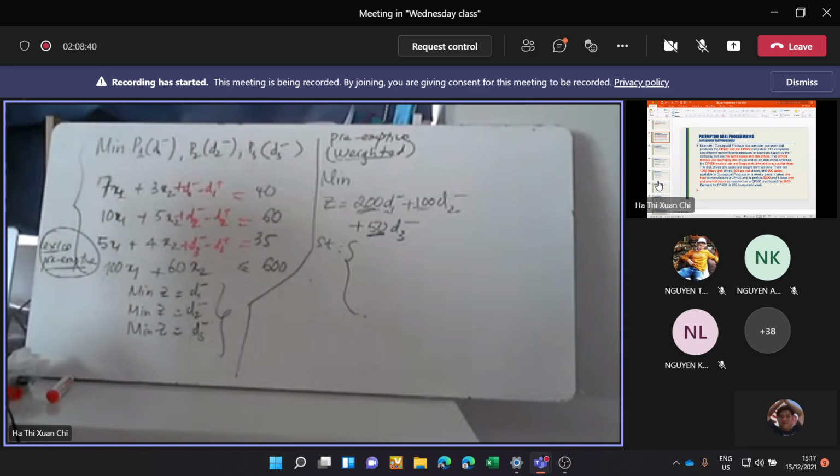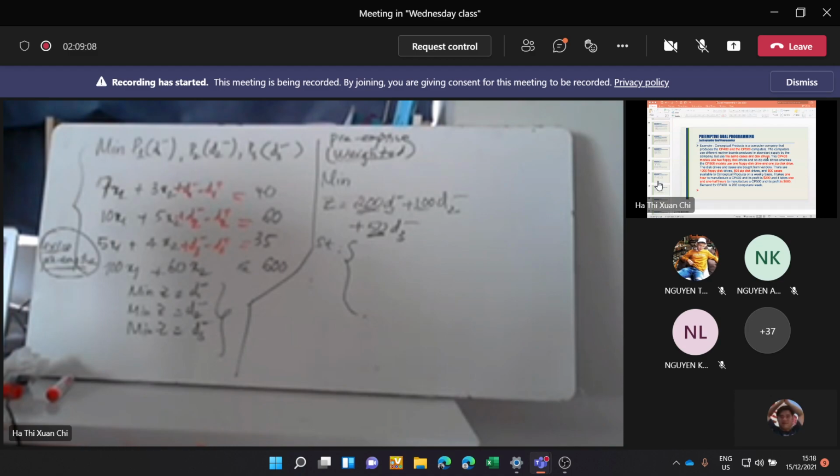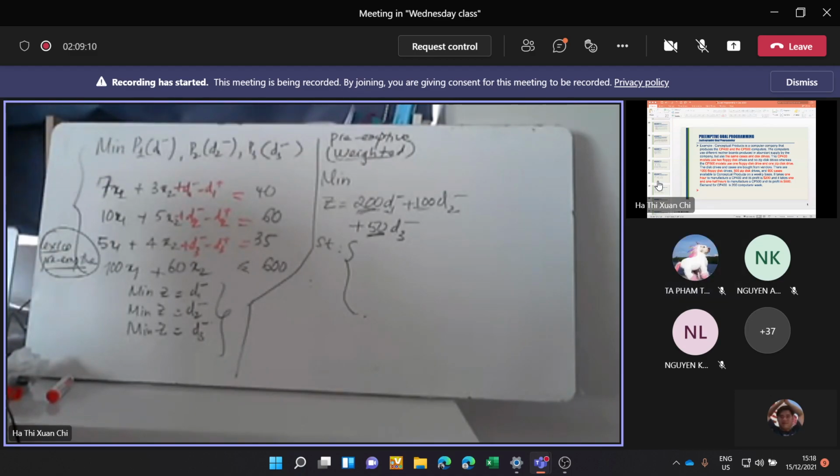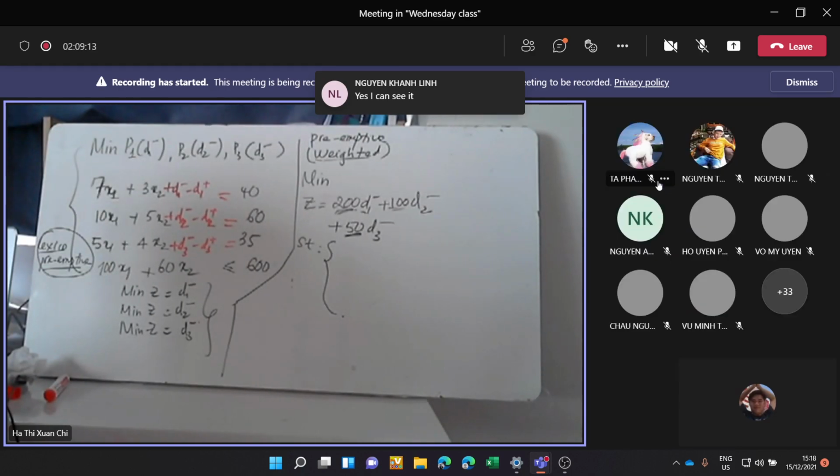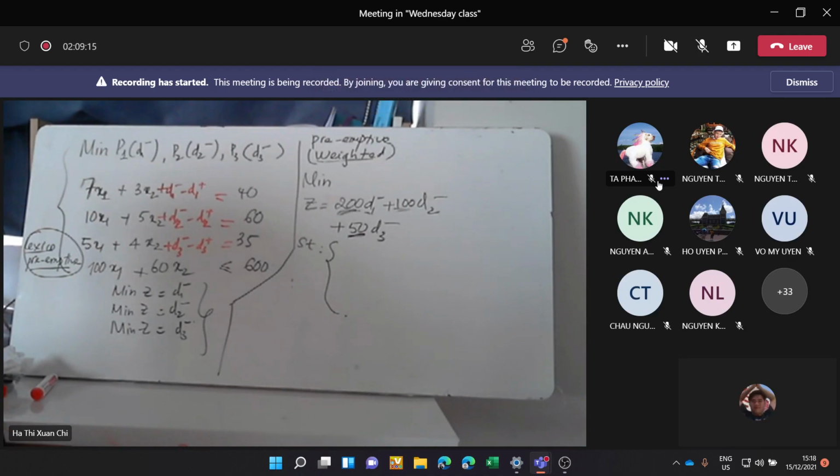We don't have any exact formulation you should follow, just the general formula. So here I'm just giving you some examples for you to practice. Can you see my file, Goal Programming Assignment, everyone? Open it, please. Let me share.